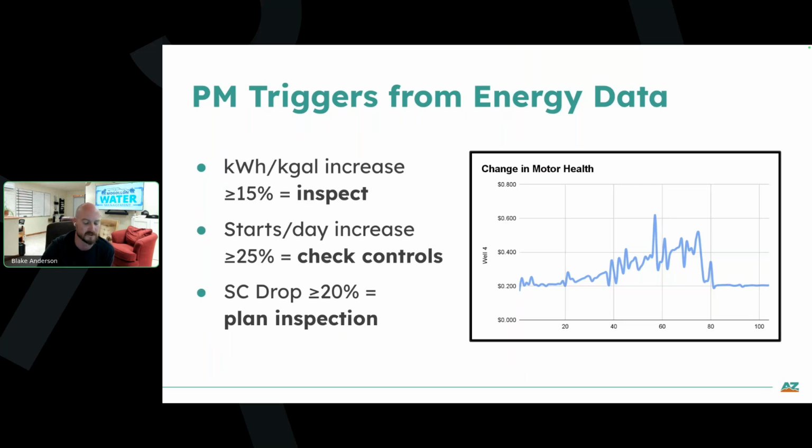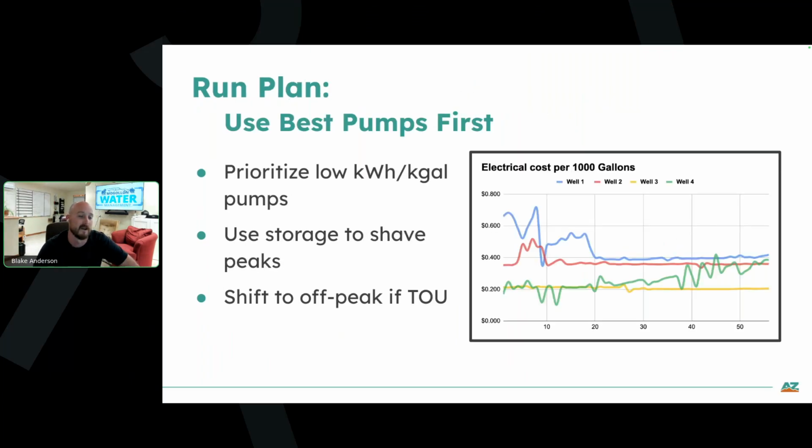Sometimes, you know, there's theory and there's real world. That's just not practical for what you have going on operationally. You need that well to get through a demand period. You have another well that's being down and you need to ride it out. Those are just the decisions that operators have to make kind of along the way. And then for your run plan, as we discussed, you want to prioritize your lowest kilowatt hours first, and use storage as much as possible to kind of shave off your peaks.